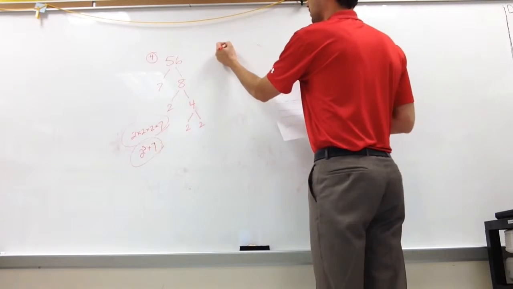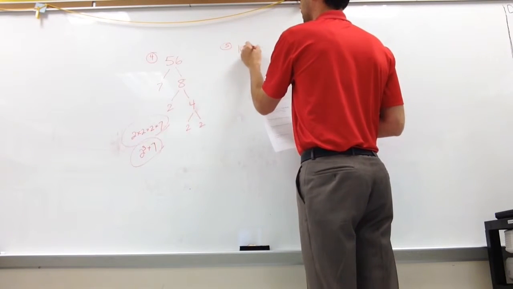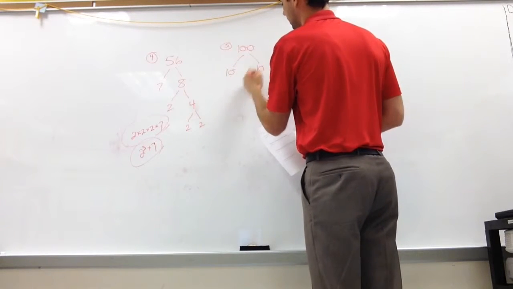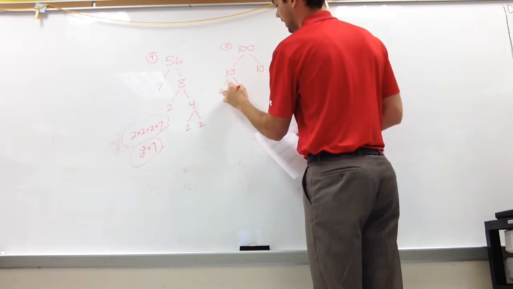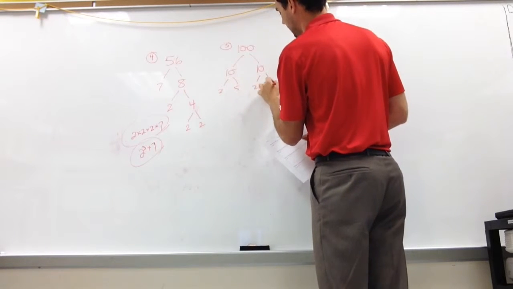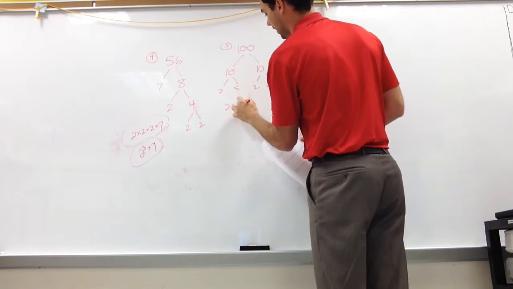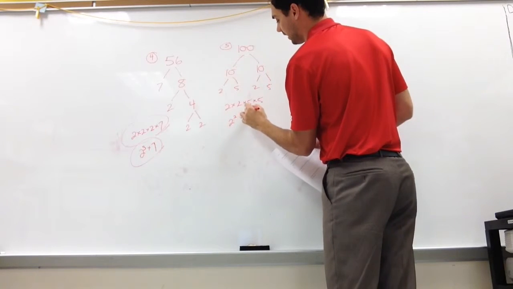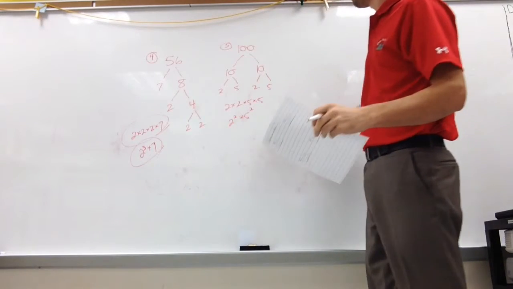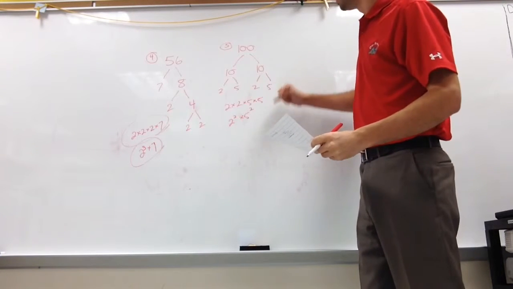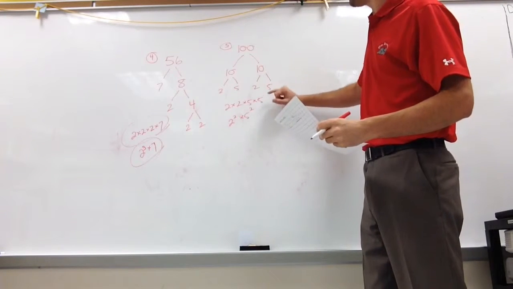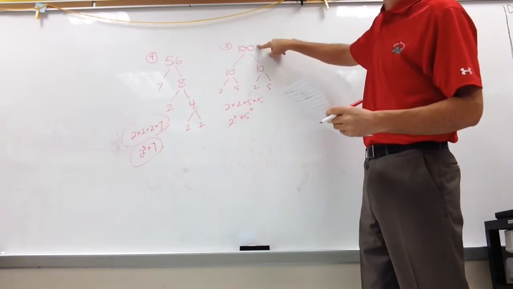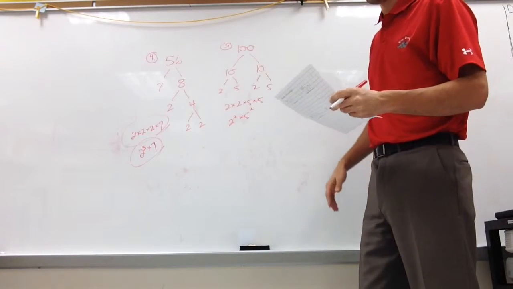Okay, number 5 is 100. 100 is a very common number. I'm just going to use 10 and 10. 2 and 5. 2 and 5. That's 2 times 2 times 5 times 5. So it would be 2 to the second power times 5 to the second. Remember, prime factorization, the key is we're trying to get down to where all we have left are prime numbers, and when we multiply those prime numbers, we get the number that we started with.